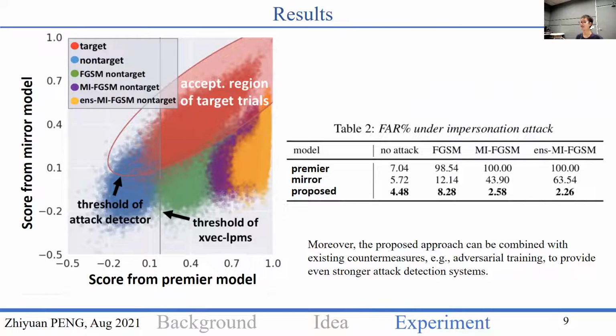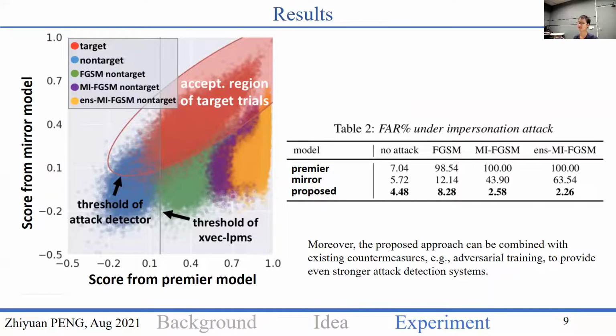Our proposed method can also be combined with existing countermeasures. For example, since we are using the robustness gap between models for detection, adversarial training can be adopted to strengthen the mirror model. This could result in more significant score inconsistency.